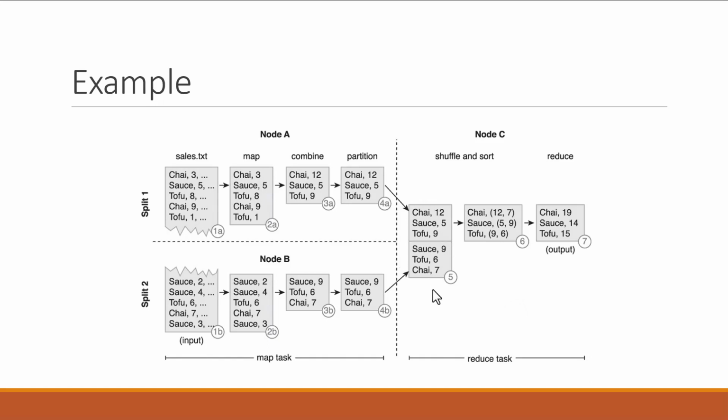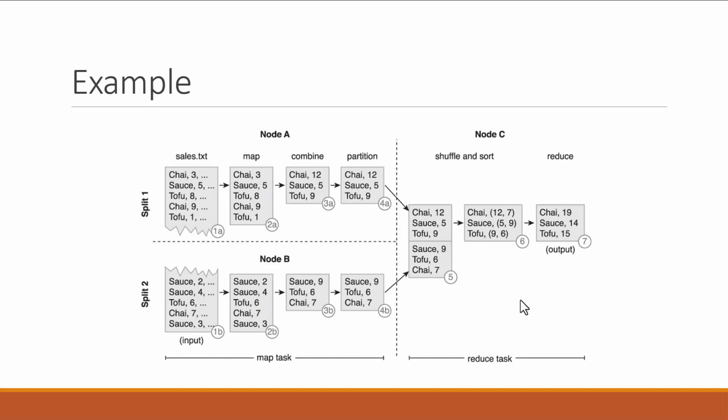Basically, it's going to take all of these inputs that it got from all of the various data nodes, and it can go ahead and sort those. So it shuffles them around, sorts them, and then what we get as a result of the shuffle and sort is a key value list. While the outputs of the individual nodes were key value pairs, like 12 units of chai, 5 units of sauce, 9 units of tofu, and so forth, right?